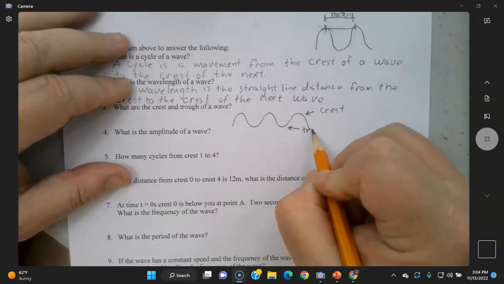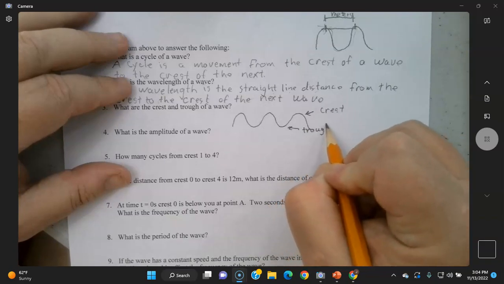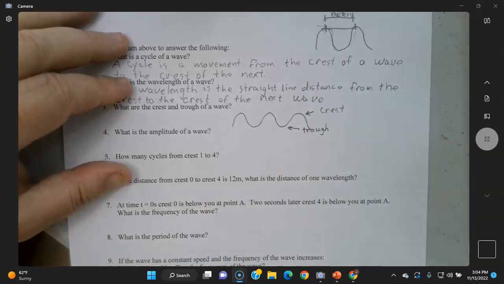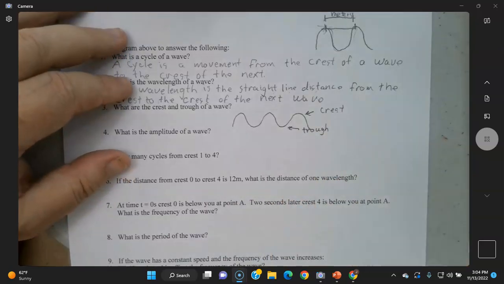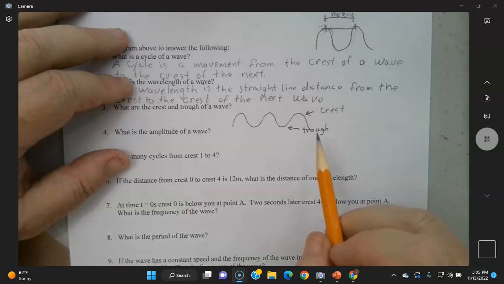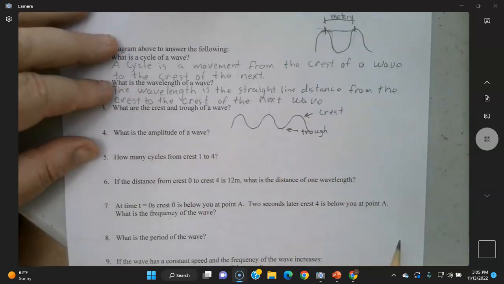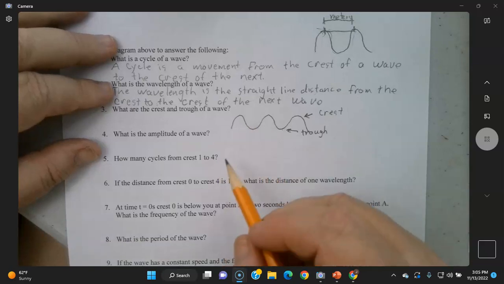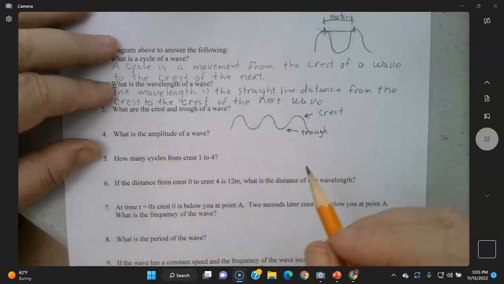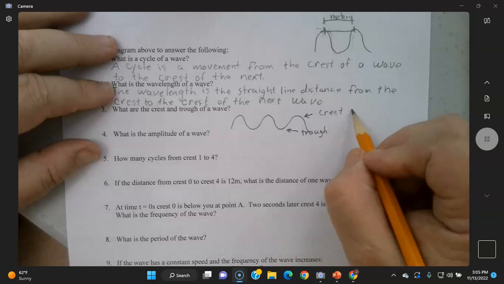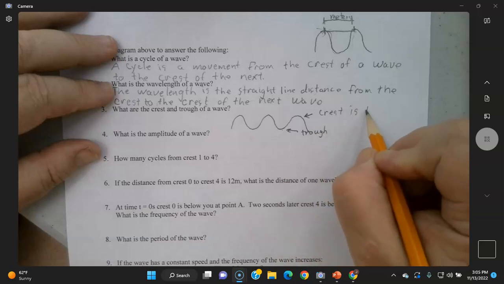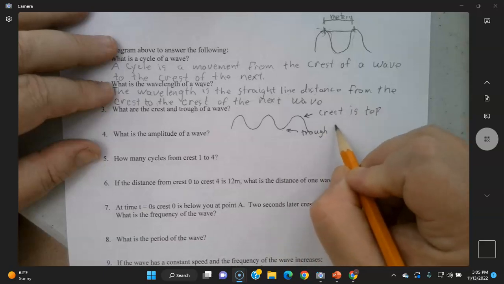But the only place you ever hear the word trough is a pig trough. It's what pigs eat out of. They call it a trough. It's where their feed goes. So that's the way it's spelled, and it's the bottom of a wave. All right, that's all you really have to do. What is the amplitude of a wave? So let's just write crest is top and trough is bottom.